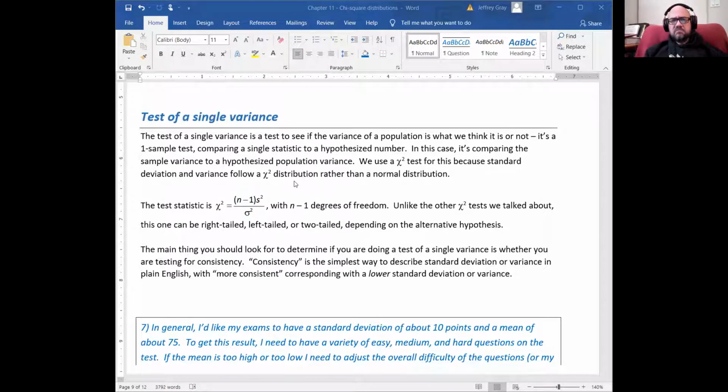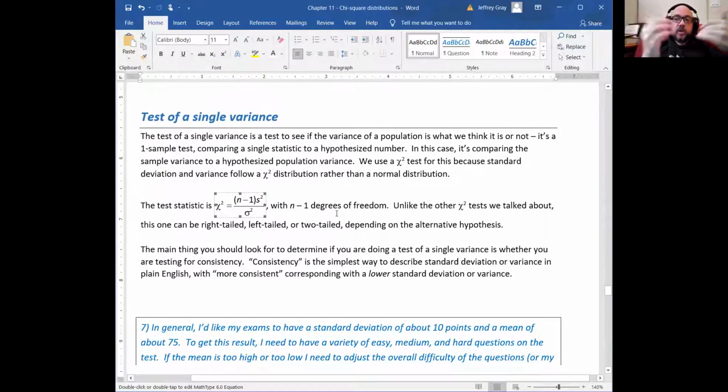So there's not really too much to say about it other than the test statistic is 100% different, right? It's completely different than the test statistic for the other cases. It's just this n-1 s squared over sigma squared, and sigma squared is going to come from your null hypothesis, because we are doing the standard one sample test where we're going to compare some statistic about our data to a hypothesized number, which is going to be in the null hypothesis.